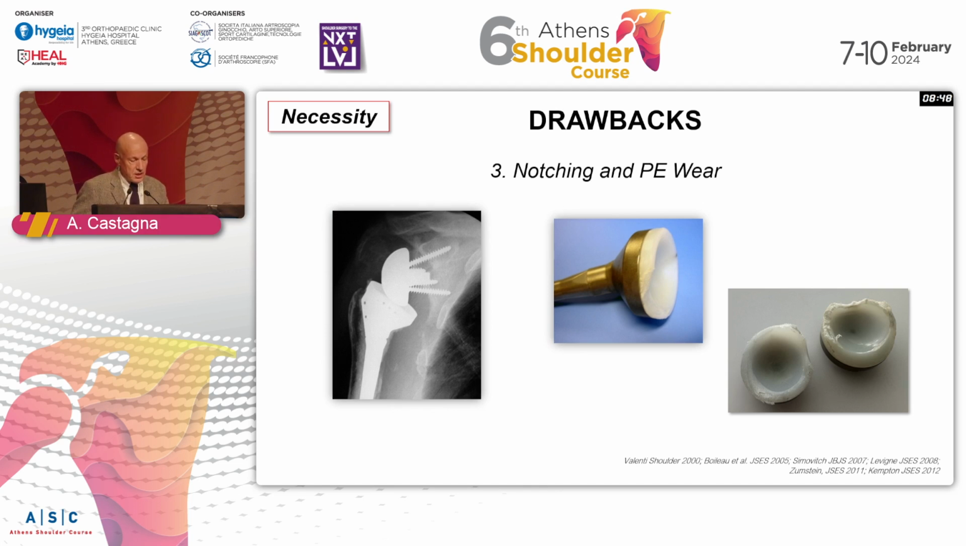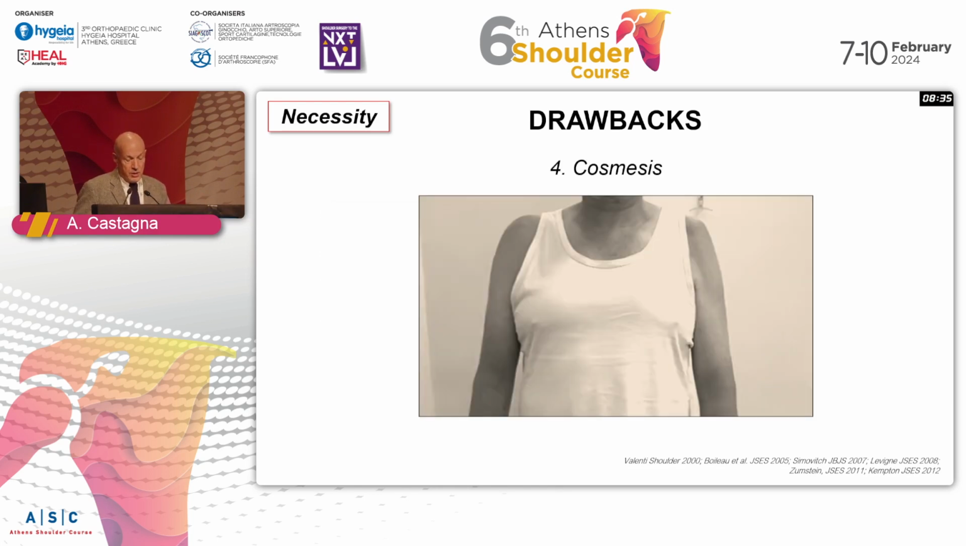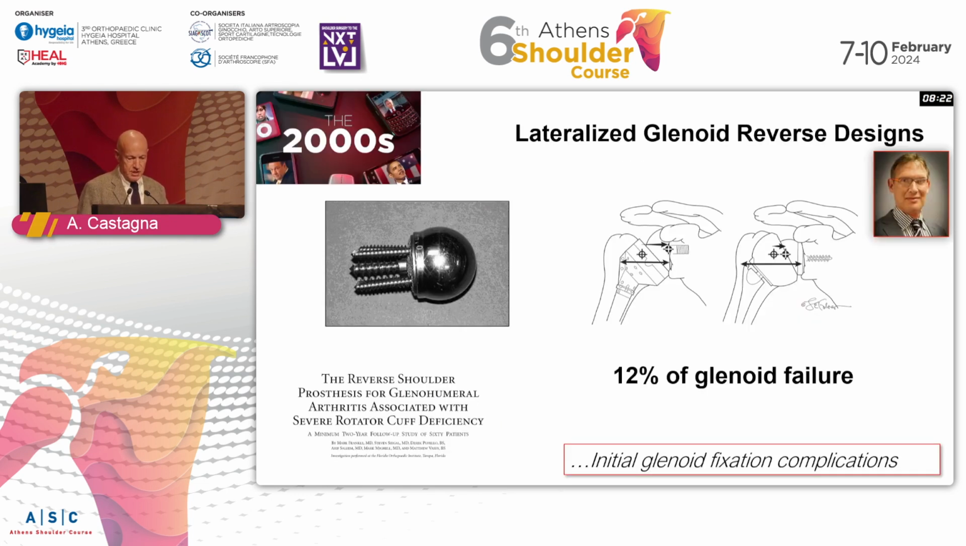Another necessity of the evolution of the species was the notching and the polywear that was leading to a disease of the bone and the notching, and then potentially a failure of the glenoid component. Another necessity is also somehow cosmesis, because the profile of the deltoid is changing, and some ladies didn't accept this very nicely. Not a major necessity, but still a necessity of the evolution.